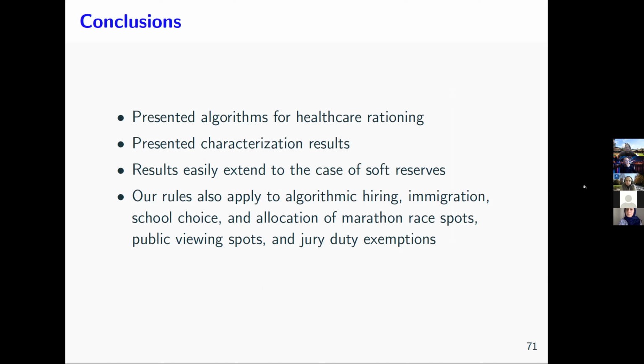Similar kind of thing can be used in immigration and school choice. In fact, there are a few papers on immigration already, and many papers on school choice which concern allocation under affirmative action concerns. It can also be used for allocation of marathon, race sports, public viewing sports, and since recently I was asked to serve on jury duty, maybe it can also be used for jury duty exemptions. And this concludes my presentation. I'm happy to take questions.